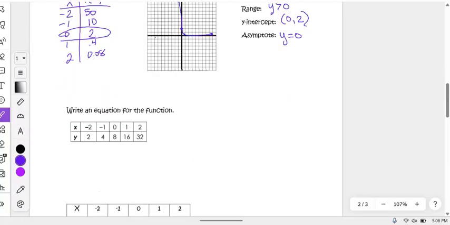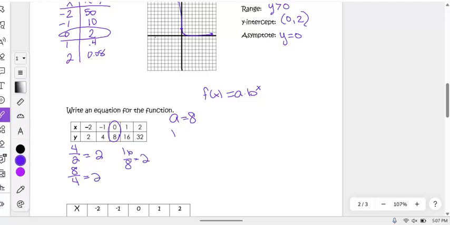Okay, so now we're writing an equation for the function. Remember our equation is f of x equals a times b to the x. A is our initial value or our y-intercept, and b is our constant ratio. So my a for this one would be 8. Then 4 divided by 2 gives me 2, 8 divided by 4 gives me 2, 16 divided by 8 gives me 2. So my ratio, my b, is 2. So my equation is f of x equals 8 times 2 to the x power.